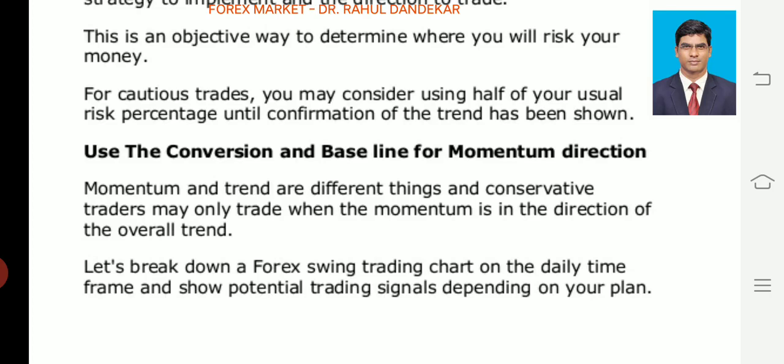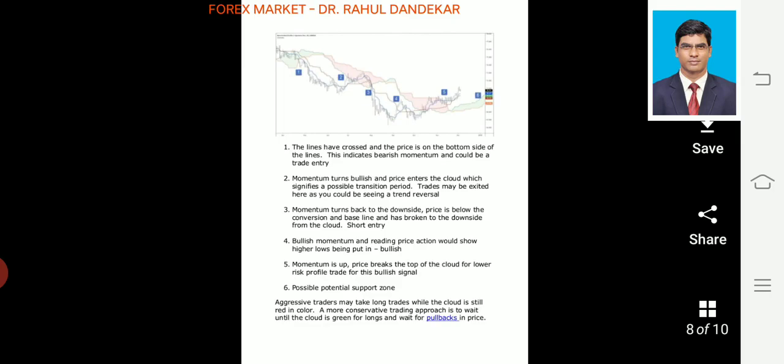Use the conversion and baseline for momentum in direction. Momentum and trend are different things, and conservative traders may only trade when the momentum is in the direction of the overall trend. Let's break down a forex swing trading chart on the daily time frame and show potential trading signals depending on your plan.